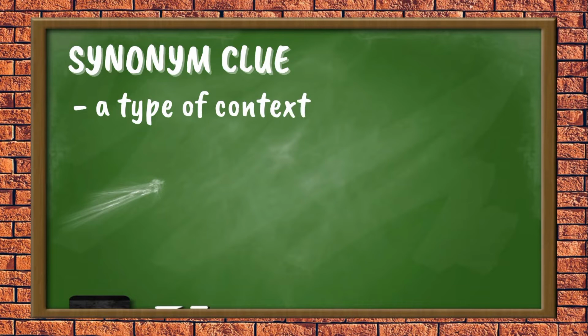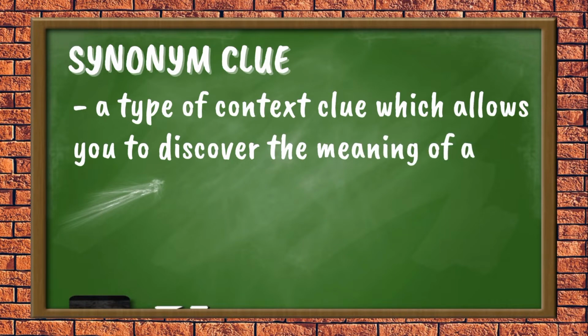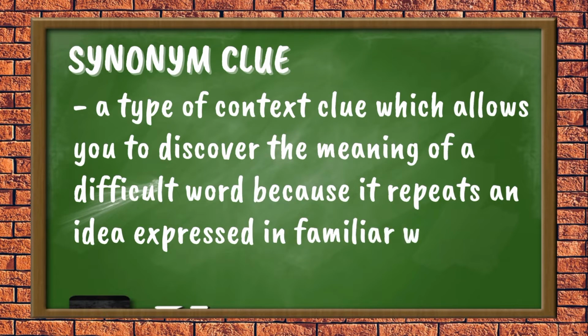There is also what we call a synonym or statement clue, or simply a synonym clue, wherein the reader may discover the meaning of an unknown word because it repeats an idea expressed in familiar words nearby. Again, a synonym clue is a type of context clue which allows you to discover the meaning of a difficult word because it repeats an idea expressed in familiar words nearby.